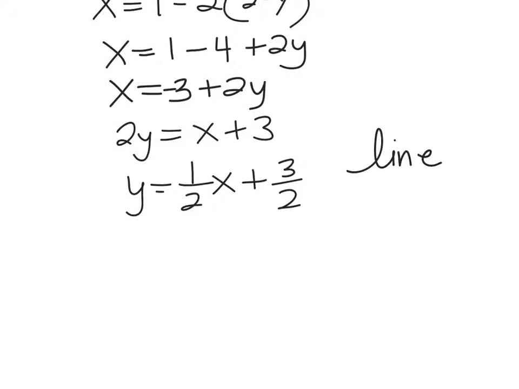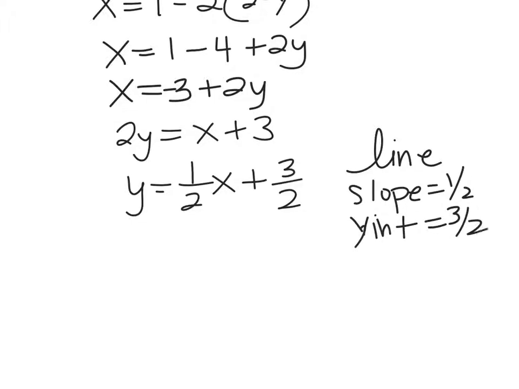So they might say eliminate the parameter and then analyze it. Analyze it is kind of questionable, because what do you mean analyze it? They just say it's a line and then describe what it is. So it has a slope of 1/2 and it has a y-intercept of 3/2. We haven't done lines in a long time, huh?